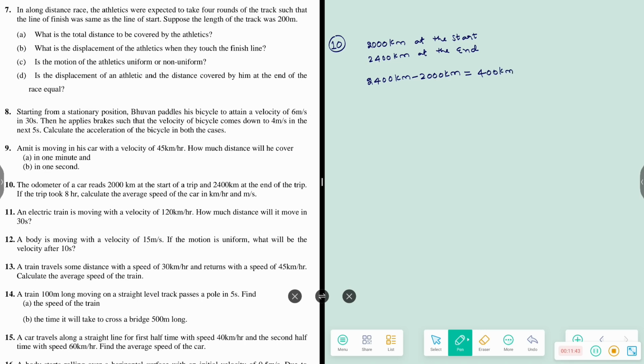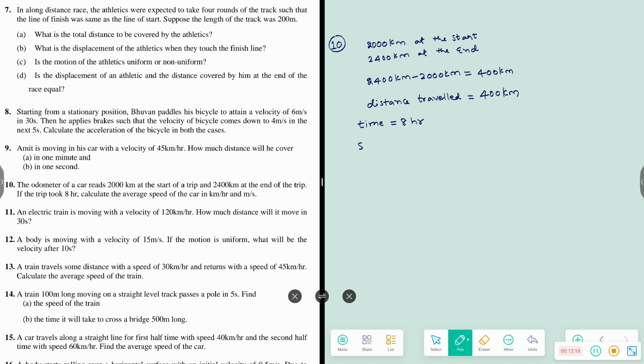So we have to find out the distance first. Distance travelled to cover the trip is just 400 kilometers. Now it is given that the trip took 8 hours. Time is equal to 8 hours. 400 kilometers in 8 hours. Calculate the average speed in kilometers per hour and meter per second.